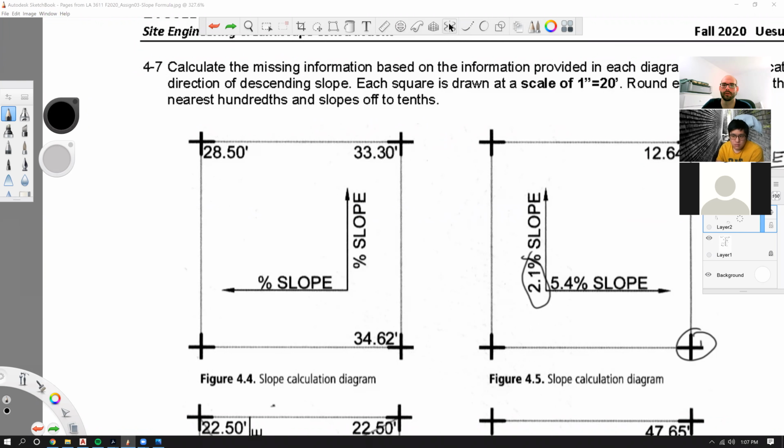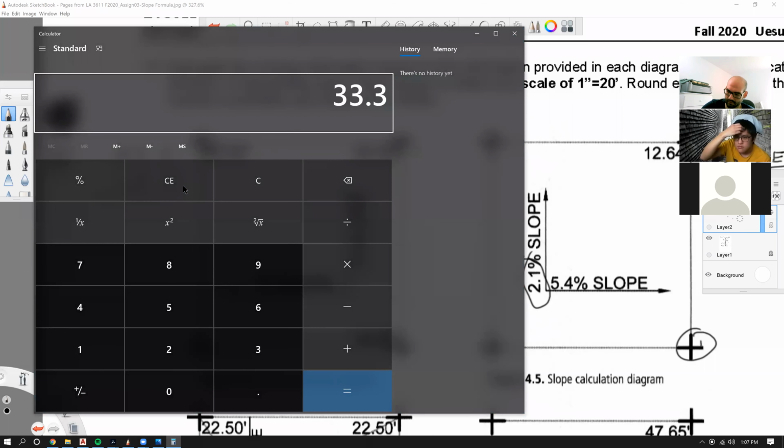Sorry, new program. Okay, we have our 2 point elevations, so we know if we subtract one from the other, we know the distance in elevation, so that's what we'll do first. So we have 33.3 minus 28.5, right? So I'm not gonna use my brain. Use your brain. 4.8, okay?